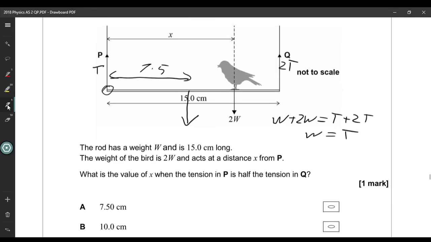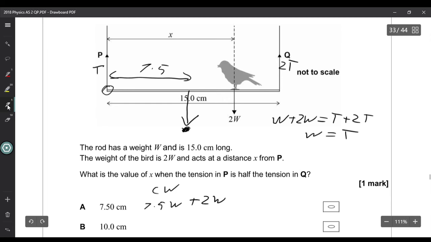we can say that for our clockwise moments, we've got 7.5 W, which is this weight here, plus 2W x, which is this moment here, equals then our anti-clockwise moments, which are the 15 centimeters times by our 2T. So it'll be 15 times by 2T.